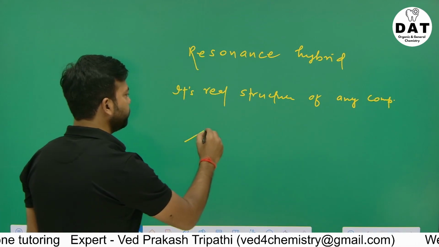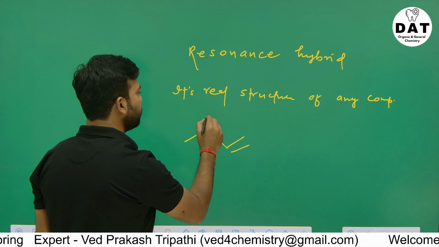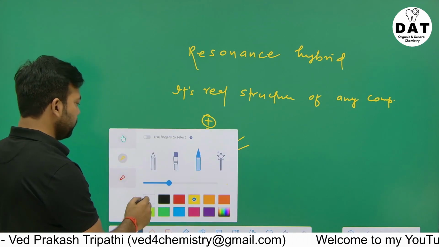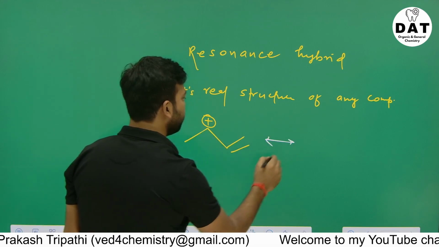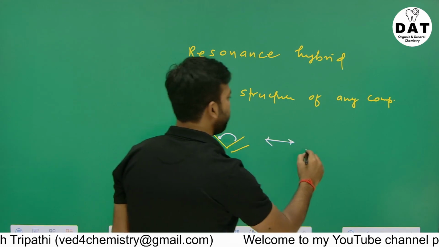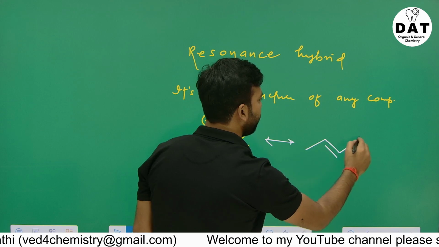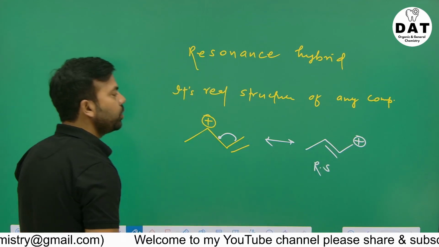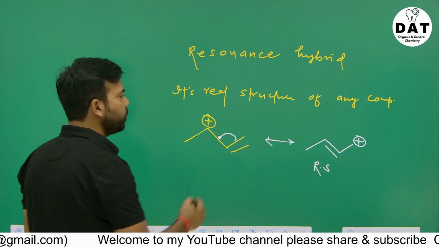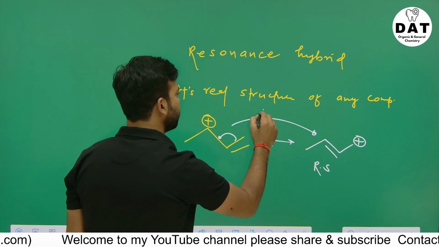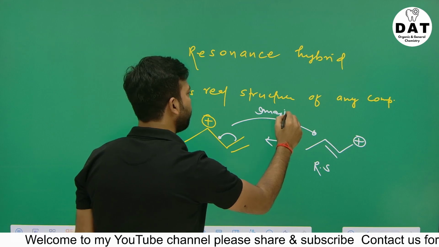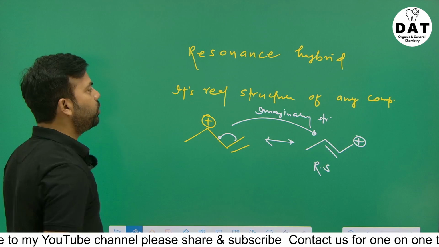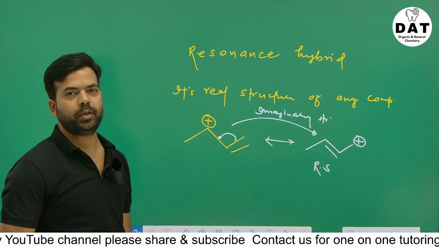Suppose we have this one. Now you can see this compound is in resonance, so it will draw its resonance structure like this. So this is the resonance structure. So resonance structure is an imaginary hypothetical structure. But this compound has a real structure and that is called the hybrid structure.